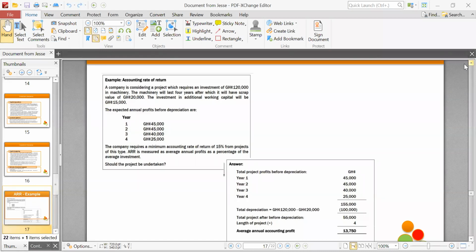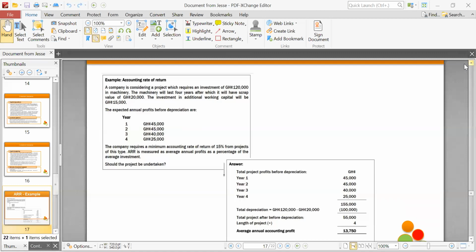Now we can divide our profits by the average investment, which is 13,750 divided by 85,000. Is that clear or is it confusing? Sir, please come again one more time.